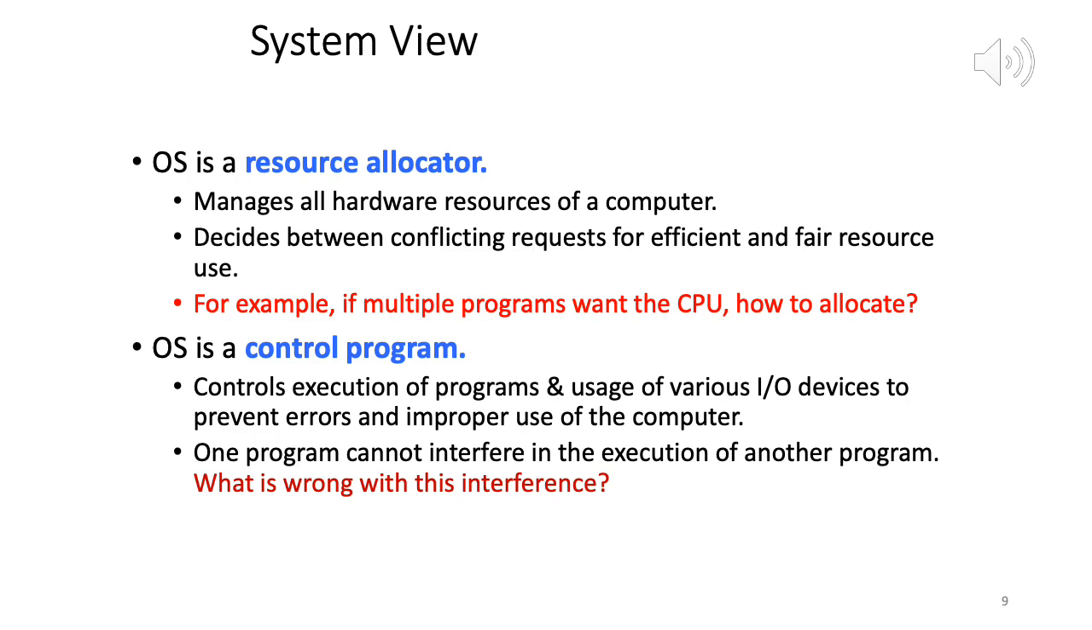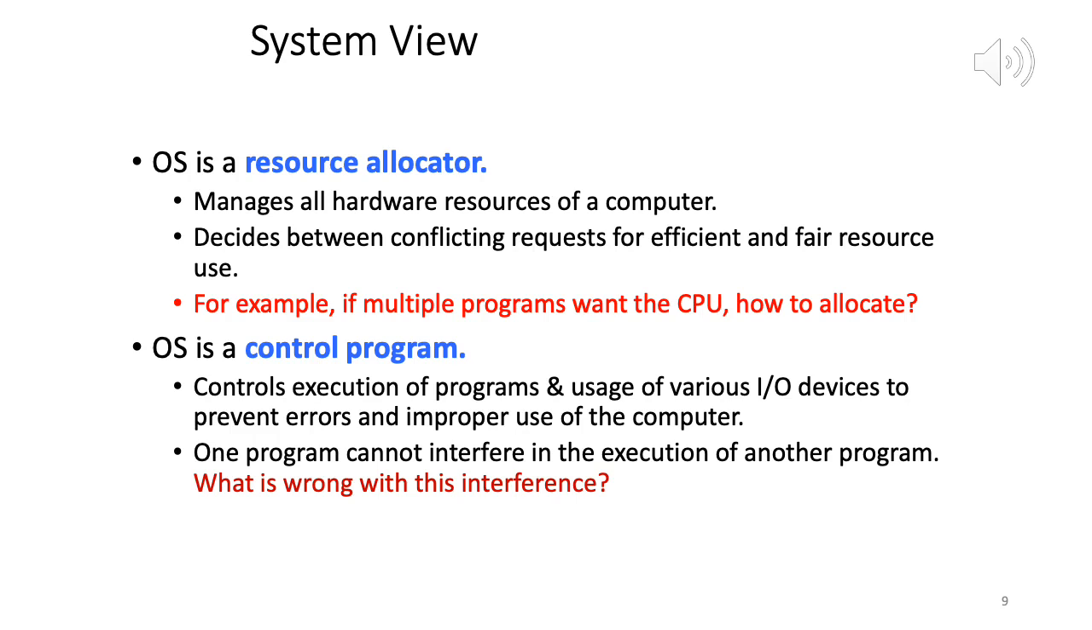So the OS can be looked at as a resource allocator. To one particular program, it will say, I'll give you the CPU for this duration. I'll give you this much memory. I'll give you access to the mouse or keyboard, things like that. So it allocates the hardware resources.